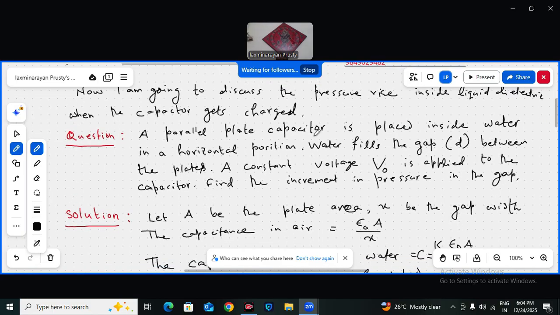A parallel capacitor is placed inside water. Water is taken as a dielectric with a K value almost 81. So that parallel capacitor is placed inside water in a horizontal position. Water fills the gap D between the plates. A constant voltage V0 is applied to the capacitor plates. Find the increment in pressure in the gap.